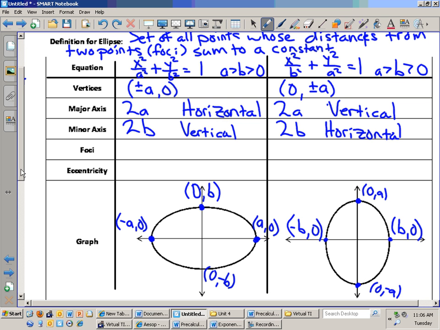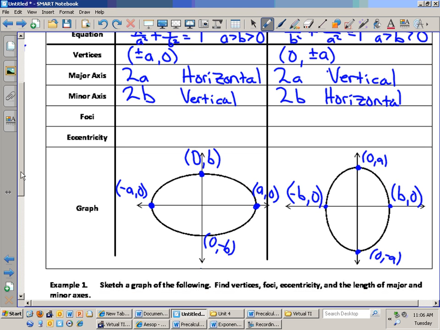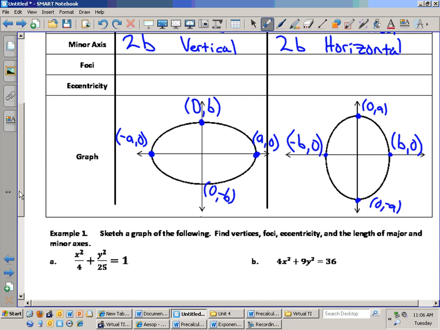Okay. Is that clear? Let's get to focus points.